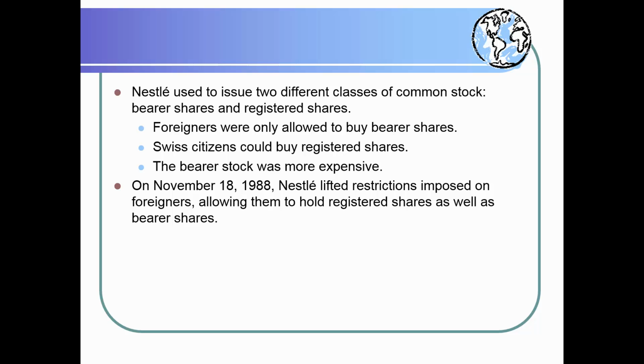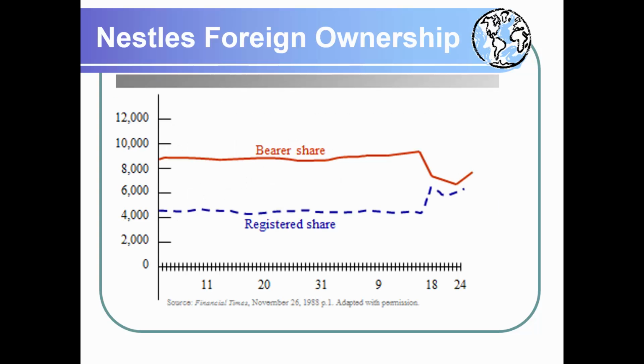Now what happened on November 18, 1988 was that Nestle lifted the restrictions imposed on foreigners, allowing them to hold registered shares as well as bearer shares. So what we are talking about here is that what is the effect of demand and supply on a stock price? And that's exactly what happened when Nestle lifted the restrictions imposed on foreigners. It basically meant that the market was opened up suddenly to foreign investors.